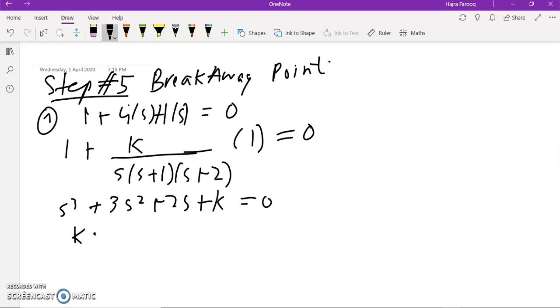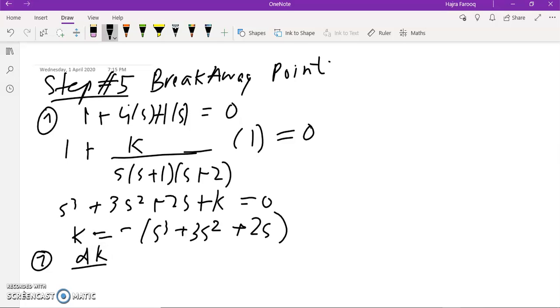We have to write it in terms of s and K. We can take K on the left hand side, and our resultant equation is this. This is part A. Then part 2 of this step is that we have to take the differential of K with respect to s. dK over ds is equal to 3s square plus 6s plus 2.